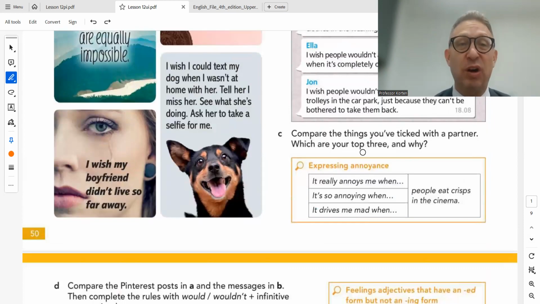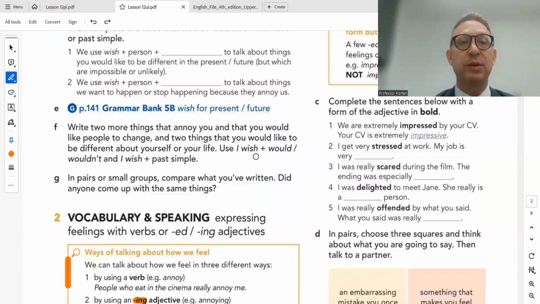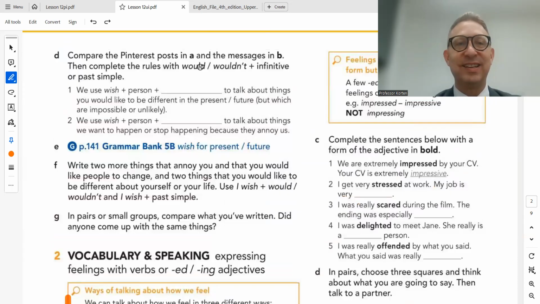I wish he would stop. I wish he wouldn't talk so much. I wish he wouldn't eat so much. I wish she wasn't always late. We all have these wishes, and we express them in the following manner. Let's go ahead and go down to the grammar, and you can see here, here are the rules with would and wouldn't infinitive.